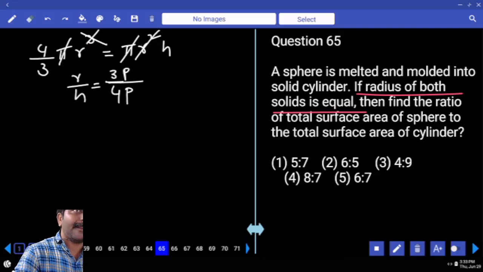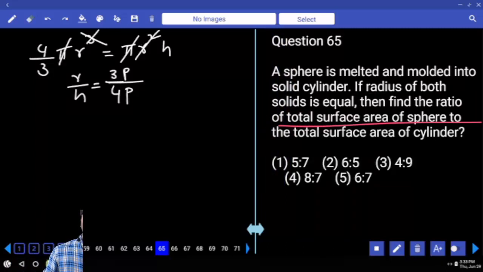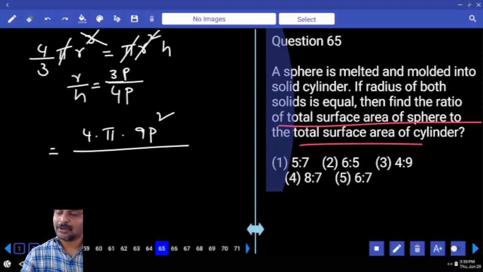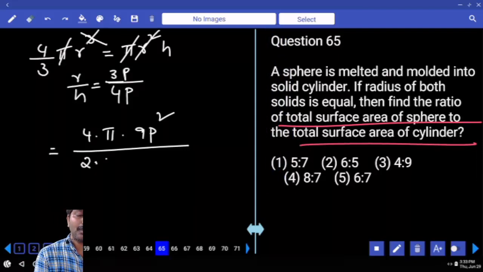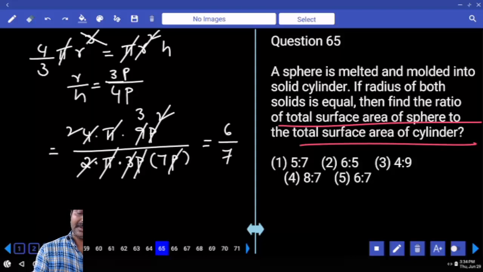Correct? Now the question is to identify total surface area of the sphere by total surface area of the cylinder. Total surface area of the sphere 4 pi r square, 9 p square. Total surface area of the cylinder 2 pi r into r plus height, 7 parts, correct? Pi gets cancelled, 2 times, p square gets cancelled, 3 times, 6 by 7.